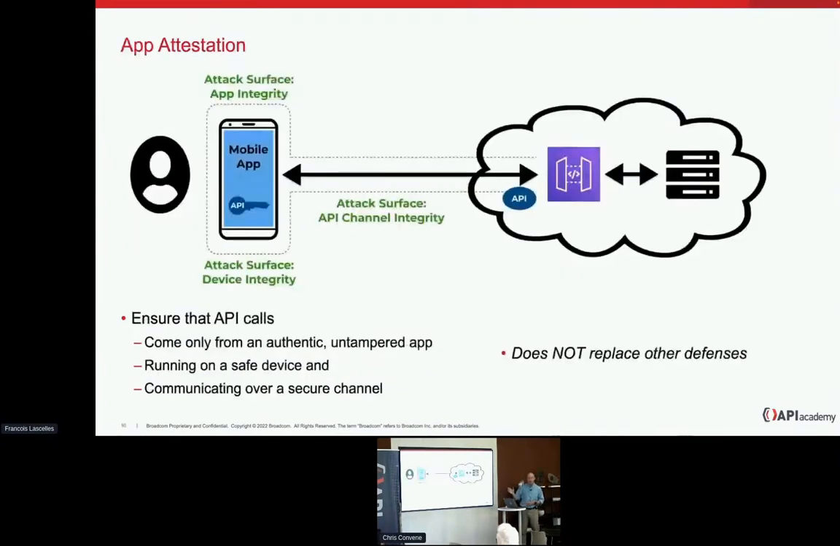So App Attestation, I think, fills in some of this space and builds up trust. And as I said, I want to focus on 3 different areas. I want to assure that the API calls that you're going to evaluate in your backend are coming only from an authentic and untampered app, a real app, not a bot, not something impersonating that app. That app is running on a real and safe device, that environment is not compromised, and that it's communicating over a secure channel so an attacker can't get in the middle of that device. Those are the aims we're going for, and I want to stress this does not replace any other defenses. This is in addition to, this is a defense in depth type approach.